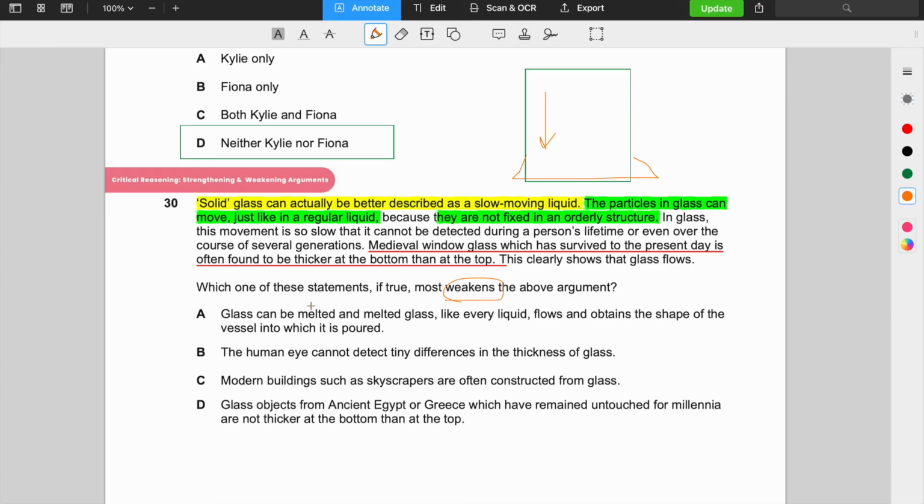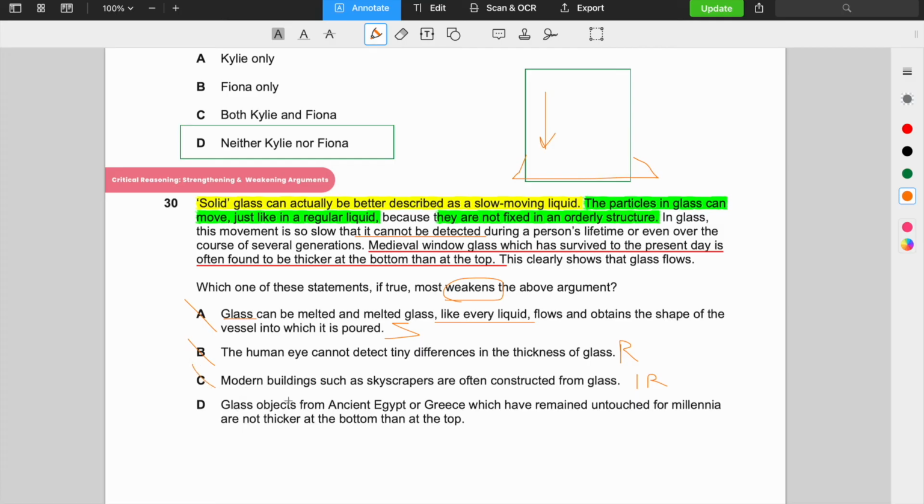Let's go through the options. A, glass can be melted, and melted glass, like every liquid, flows and obtains a shape. This strengthens, because this is pretty much further proving why glass is basically liquid. B, the human eye cannot detect tiny differences. Well, they already repeated what's stated in the passage. They're not really weakening the argument, right? They've just repeated what's in the passage. So definitely not weakening the argument. C, modern buildings such as skyscrapers are often constructed of glass. That's just irrelevant. That's not telling us anything about whether glass is like a liquid.